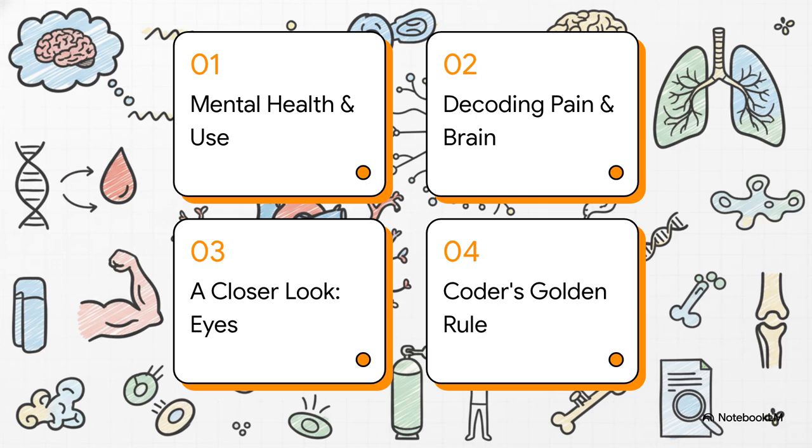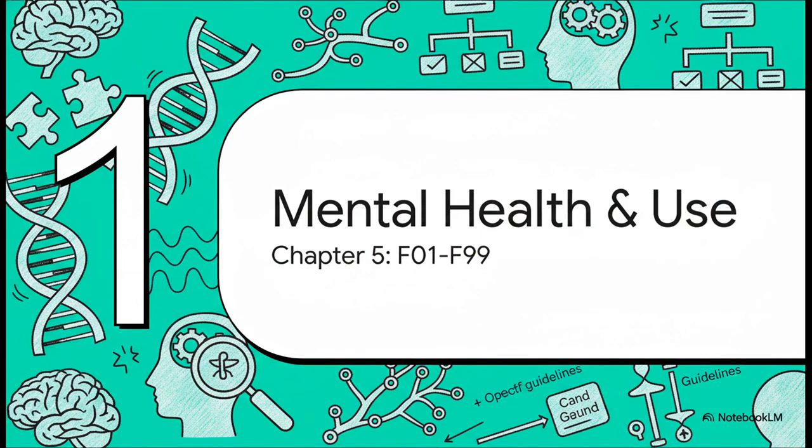So, here's our game plan. First, we'll hit mental health and substance use. Then, we're going to decode those tricky rules for pain and the brain. After that, we'll take a quick look at the eyes, and we'll wrap it all up with the one golden rule that kind of ties everything together. Okay, let's get into it.